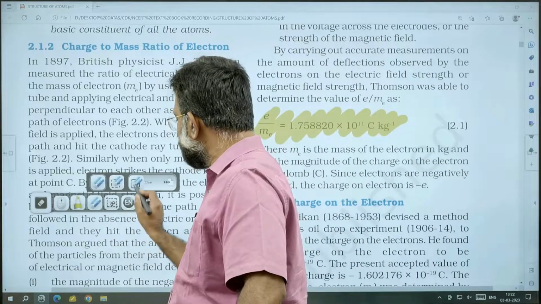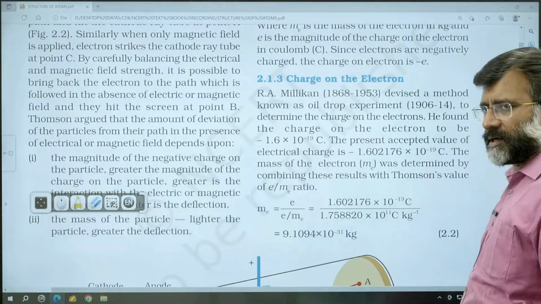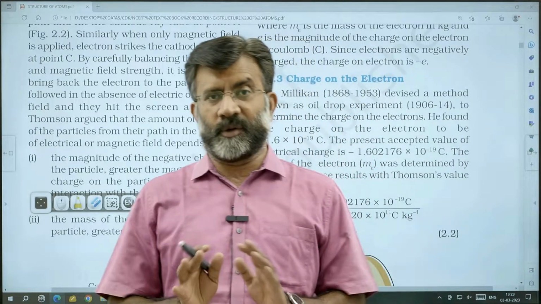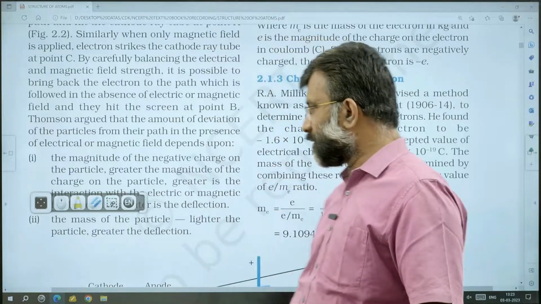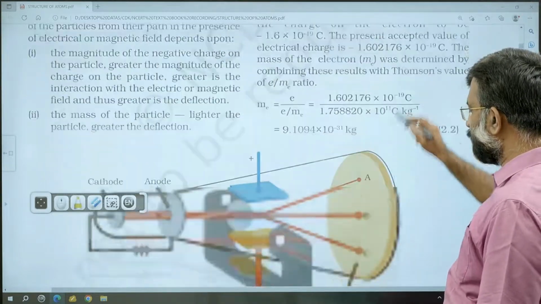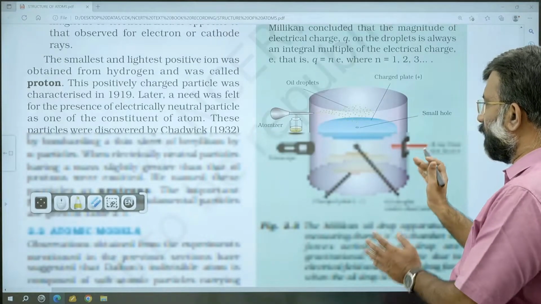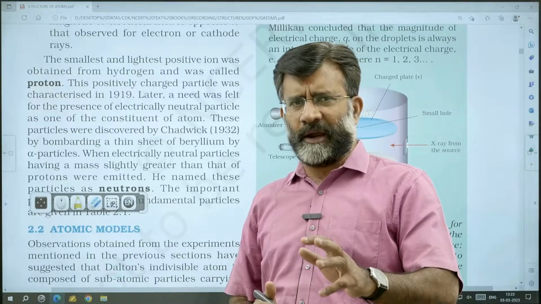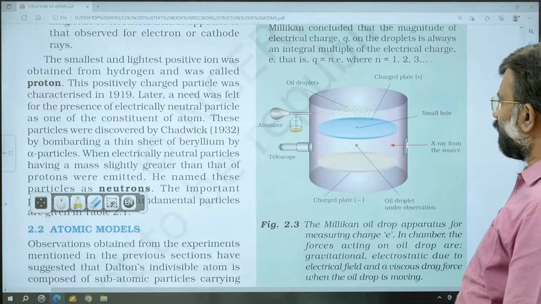And there is one more experiment regarding the charge of the electron: Millikan's oil drop experiment. Once again, we don't have to go deep into the experimental context. You see, this is Millikan's oil drop experiment, and the experiment is very, very important, but we don't have to go deep into the content. This is the diagram explaining Millikan's oil drop experiment.